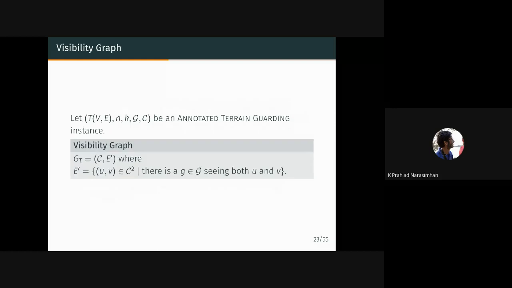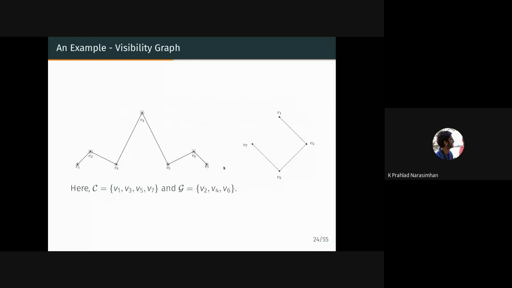It is the graph on C, where I join two points if there exists a guard in G which sees both of them. A slightly weird definition. Hopefully the example makes it clear. This is again the same terrain that we took before. Let's say my C is the odd numbered vertices, V1, V3, V5 and V7. And G is V2, V4 and V6, the even numbered. I've marked them using squares and circles again. So what will be the visibility graph of this instance?